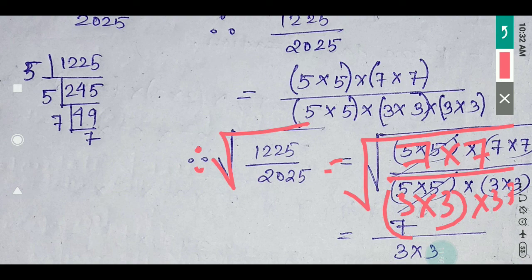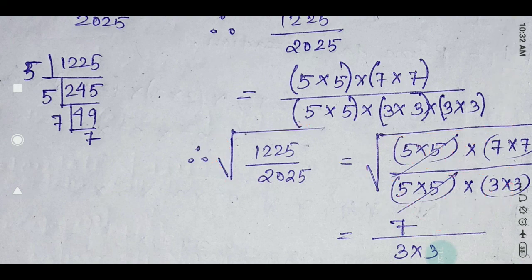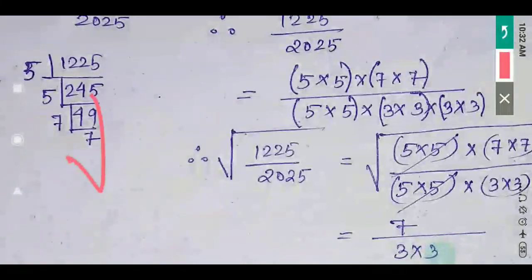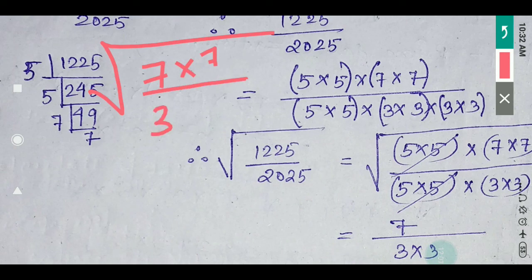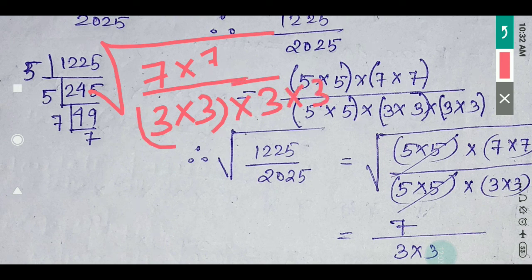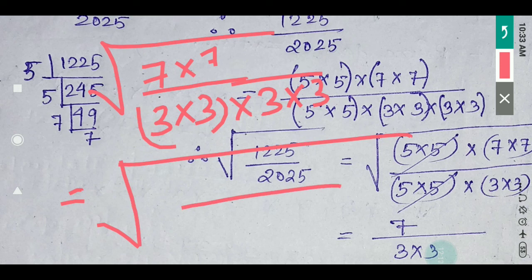So it is given like this: 7 into 7 divided by 3 into 3, bracket again 3 into 3. See one thing, 7 into 7, I can write 7 square, and the denominator 3 into 3, 3 square, and then 3 square. So this square and square will get cancelled, numerator and denominator.